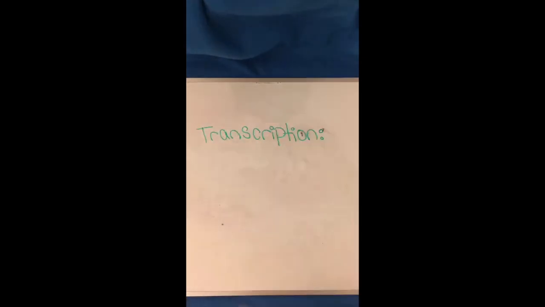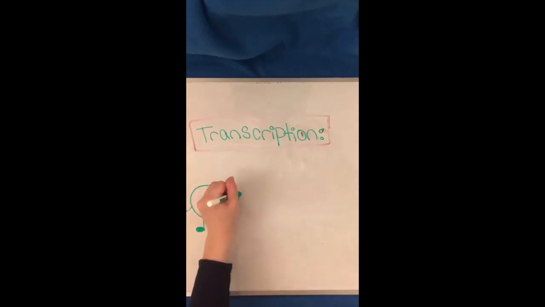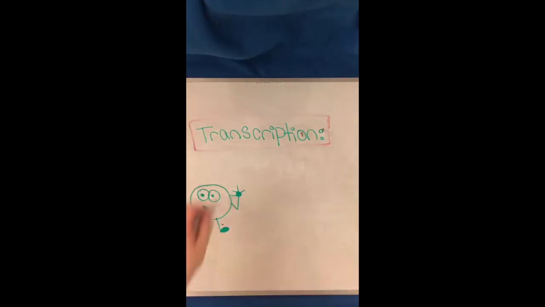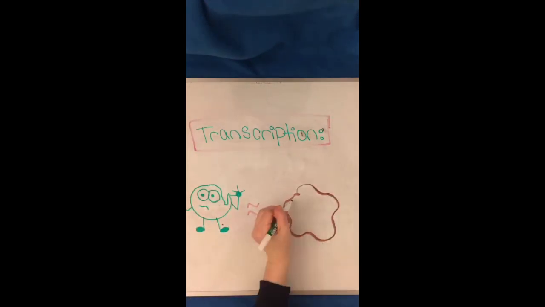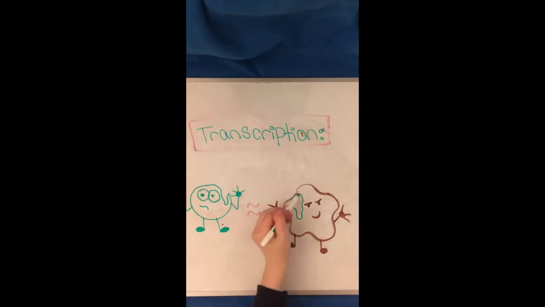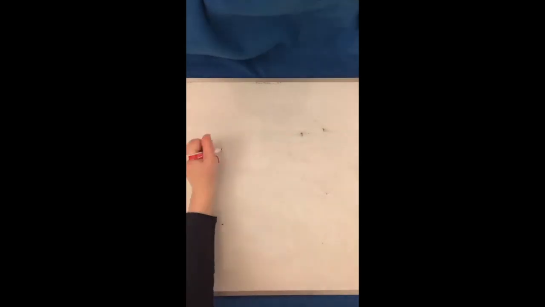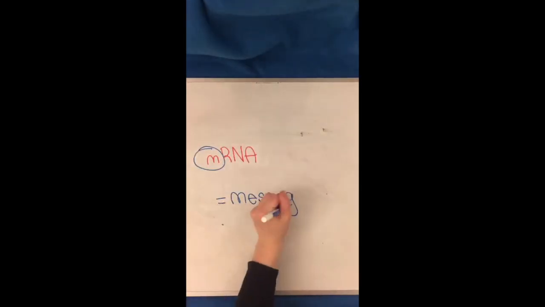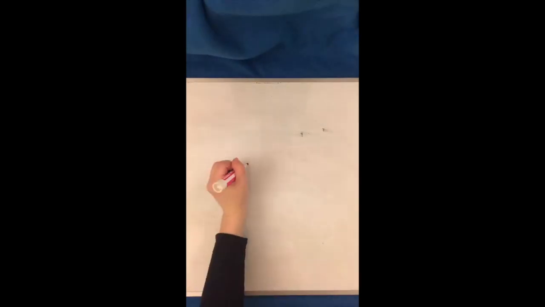Transcription is the process by which the information in a strand of DNA is copied onto a new molecule of messenger RNA, or mRNA. Before we give you the definition of translation, let us go into more detail about the first step of protein synthesis. Transcription takes place in the nucleus of your eukaryotic cells.